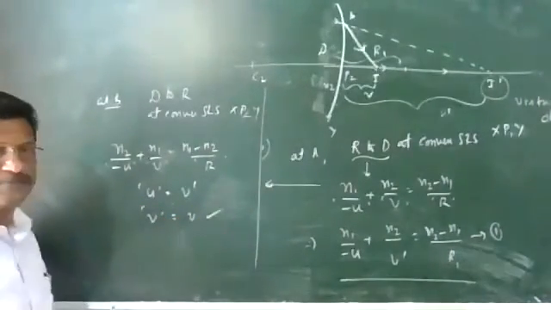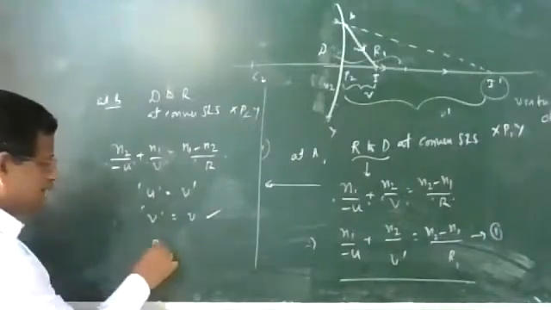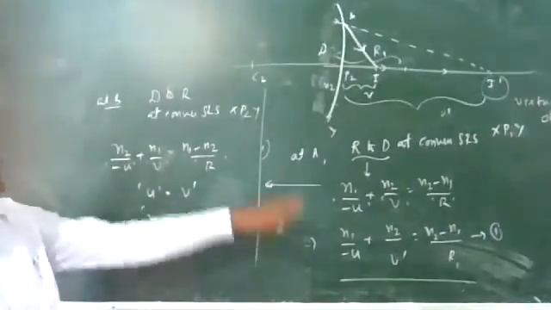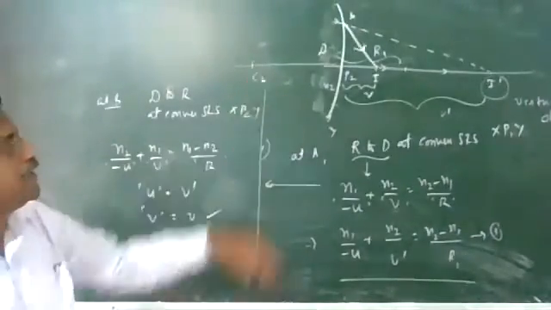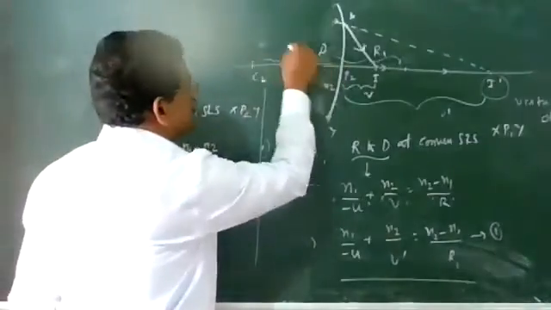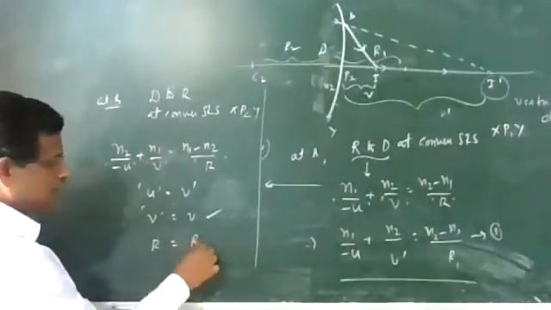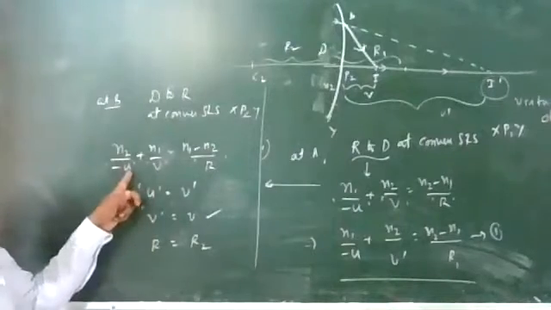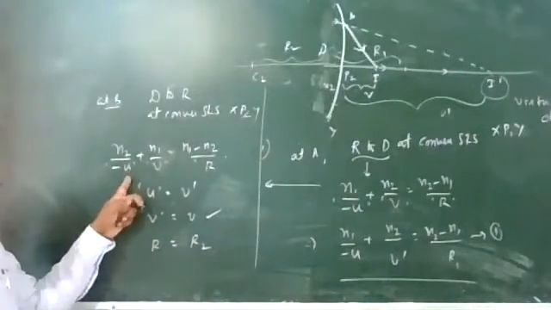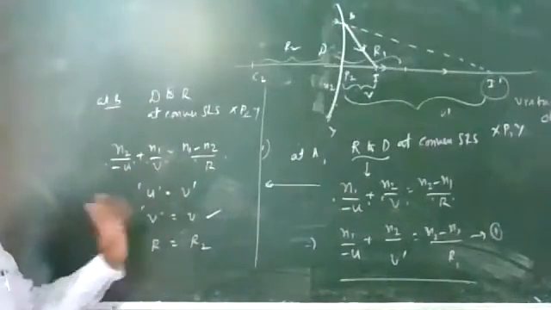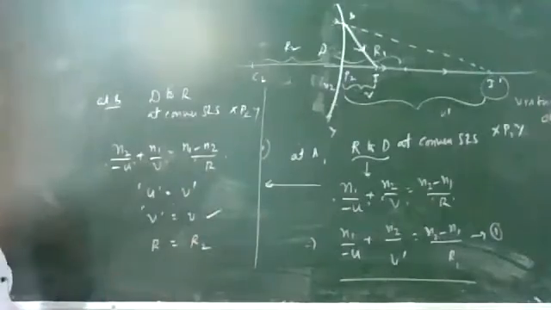What is your r? R is the radius of curvature of the second surface, from P2 to the center of curvature. That is r, so we mark it as R2. So these are the values. In this equation, we change u to v dash, v stays v itself, and r is replaced by R2.